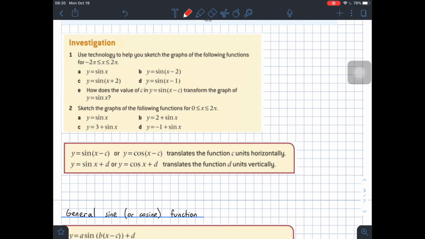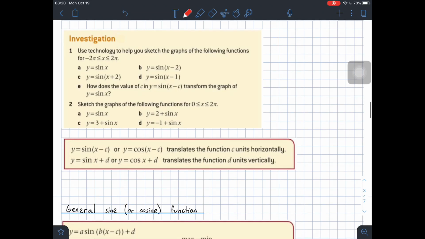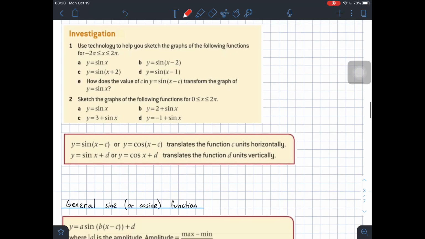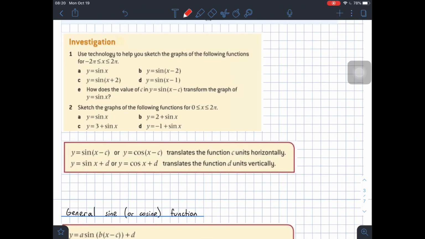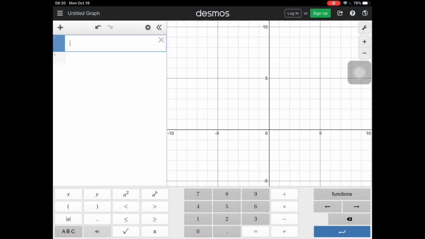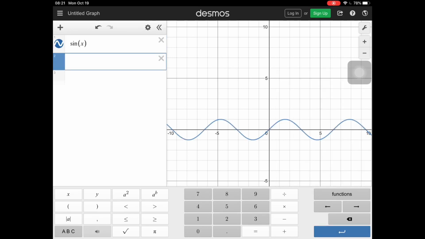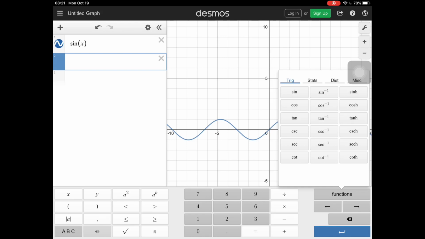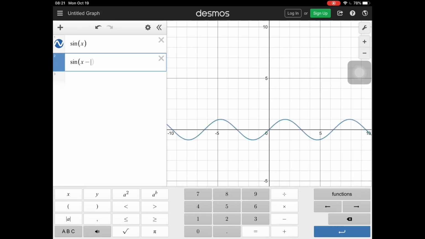If you remember from transformations, the content we've seen at the beginning of the year, you will remember that whenever we add or subtract a value inside the parentheses where the x is, we're having a horizontal translation, right? So let's graph these functions. I'm going to use Desmos. The first is sine of x. Then we had sine of x minus 2. Sine of x minus 2. You see here a difference, right?